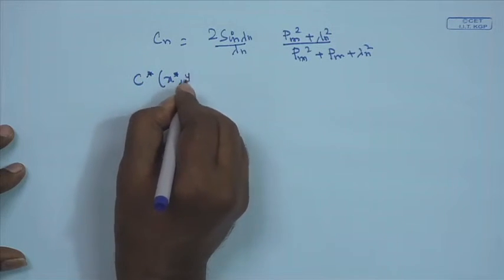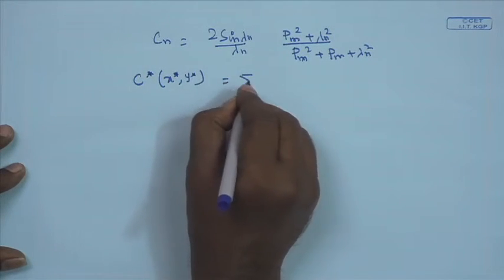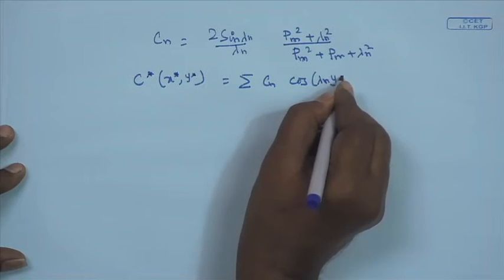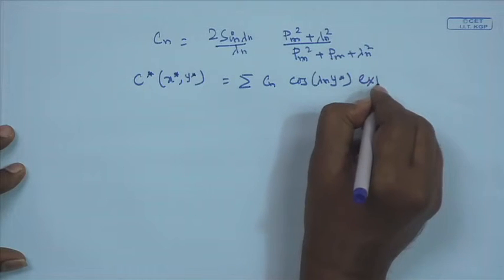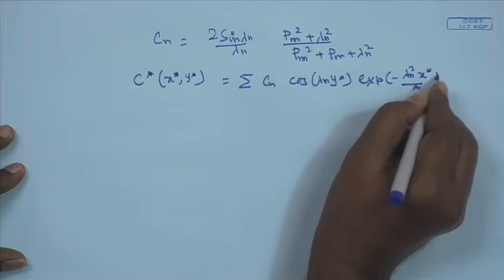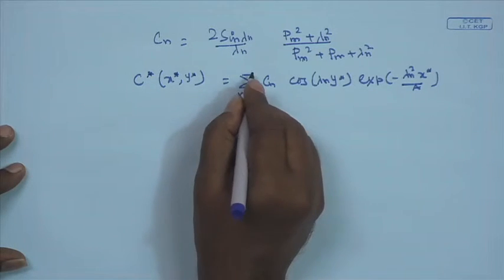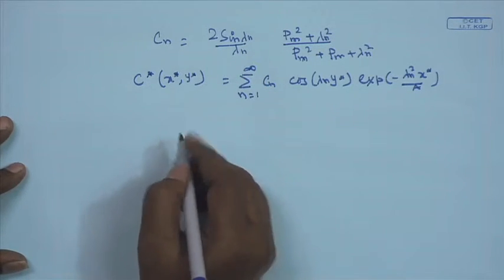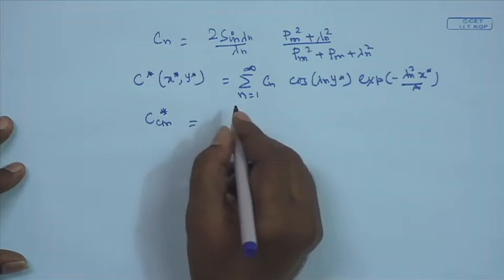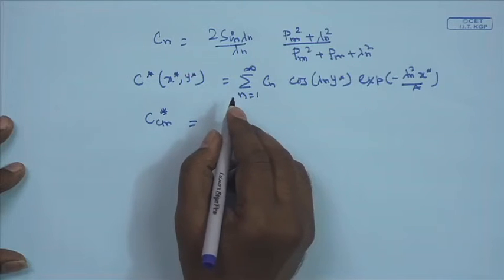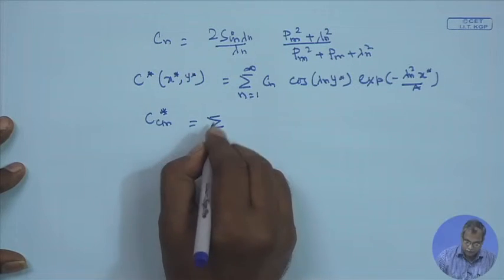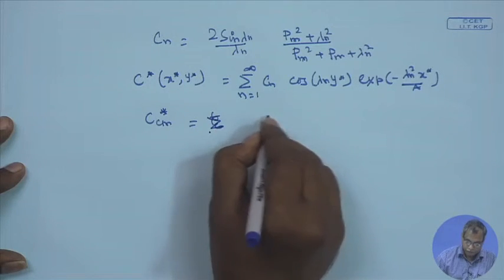Ultimately we can get the expression of c star as a function of x star and y star equal to the summation of C n cosine lambda n y star exponential minus lambda n square x star divided by a, n equal to 1 to infinity. Then we can evaluate the cup mixing concentration. By definition, as we have done earlier, the cup mixing concentration in this case will be, we carry out the integration, and let's write down the expression first.